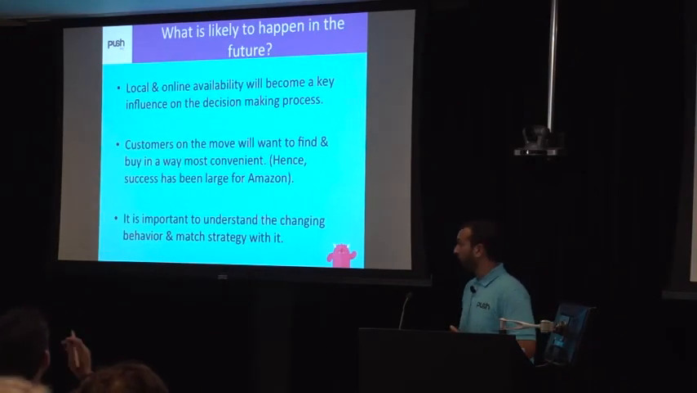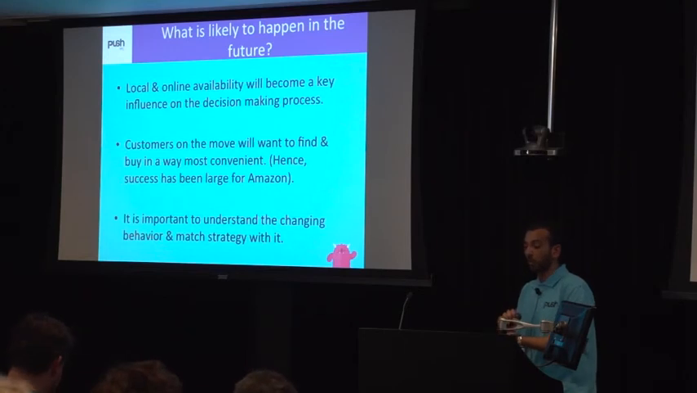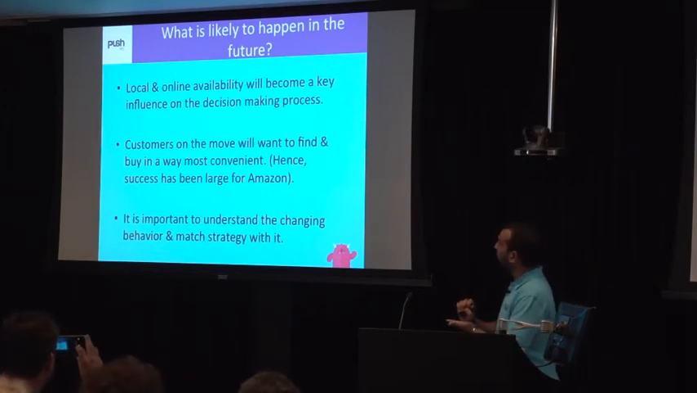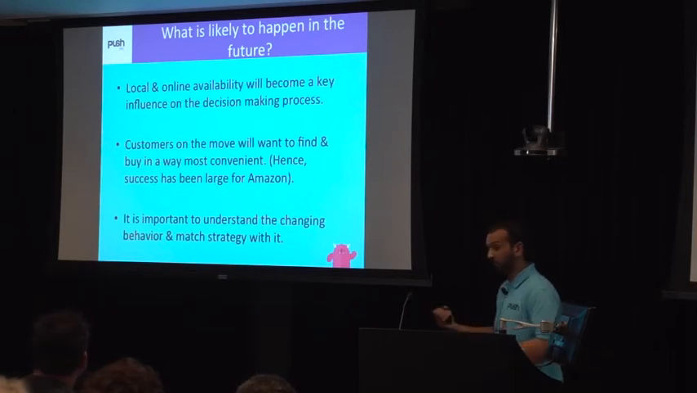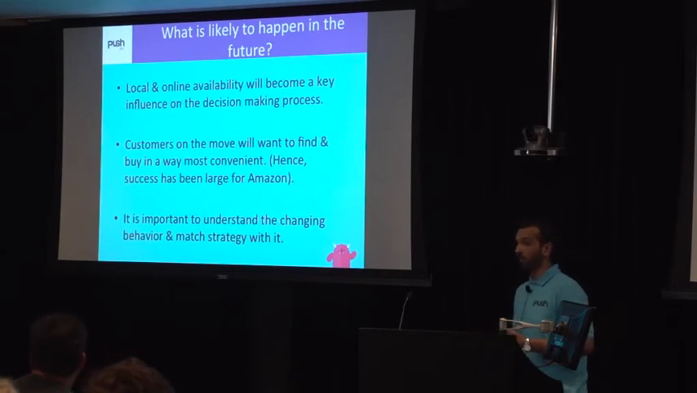So what's likely to happen in the future? Local and online availability is likely to become a key influence in the decision-making process. Customers on the move will probably want to find and buy in the most convenient way, and that's likely why success has been very large for Amazon. It is very important to understand the changing behavior and match our strategy with it. And this is only the beginning, and there's probably a lot more to come.